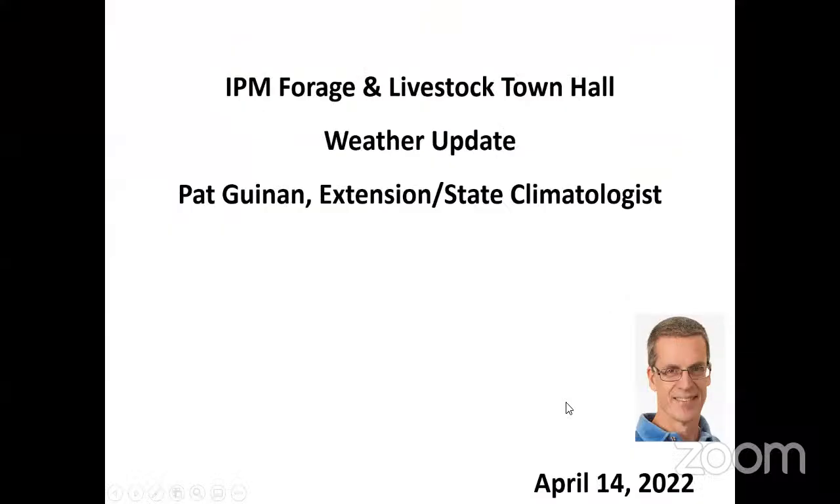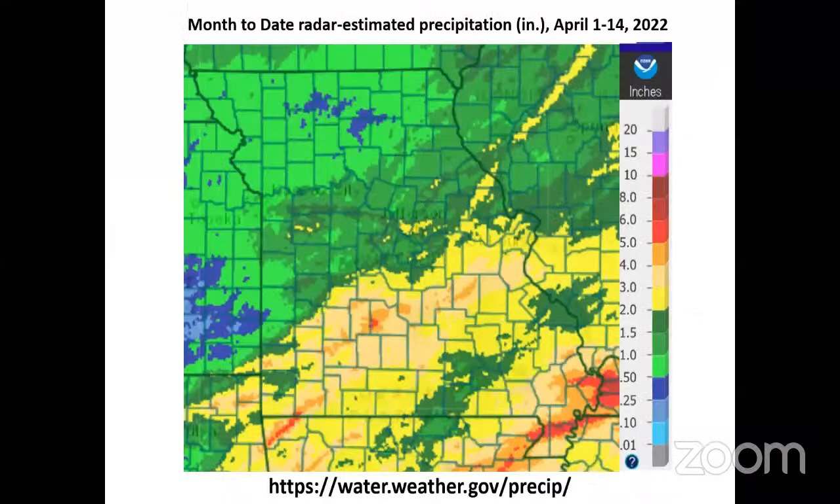I am. Thank you, Patrick, and good afternoon, everyone. I'll get right into it. We're about halfway through the month of April, and it's been a wet one for much of Missouri. These are the radar estimates over the past couple weeks, beginning April 1st through this morning. The southeastern half of the state is really wet, especially as you go further south and east through Missouri.